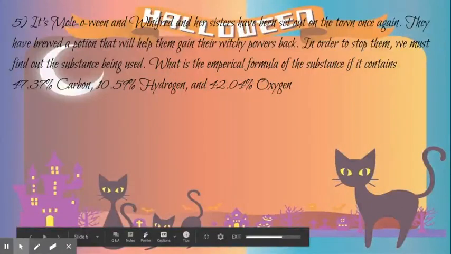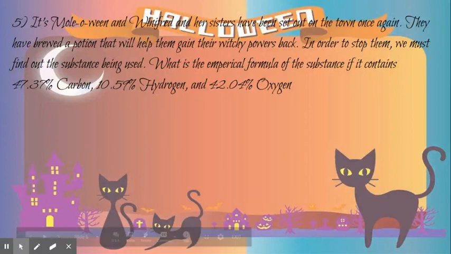Last problem. So it's Halloween, and we got the Winifred sisters, who've been released out on the town again. And currently, we know that they've been making a potion that will help them gain their witchy powers back. So in order to stop them and prevent them from gaining power, we want to find out the substance being used. So we're going to look for the empirical formula of the substance. Granted, it contains a certain percent of carbon, a certain percent of hydrogen, and a certain percent of oxygen.